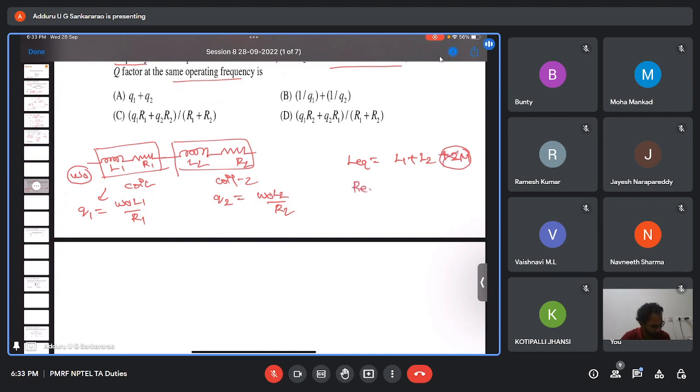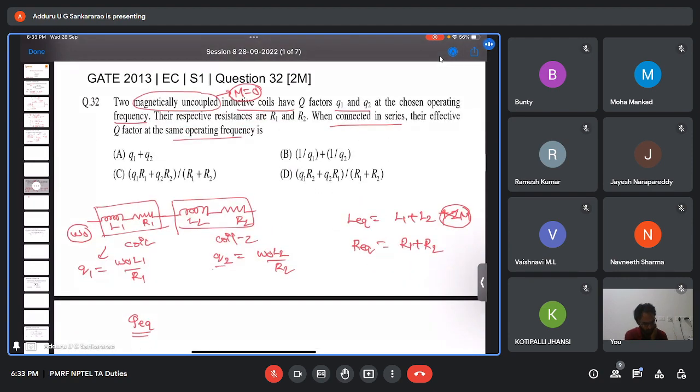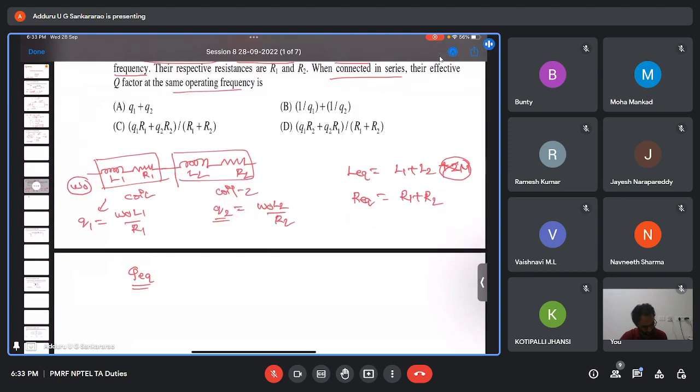So since they are in series, the overall equivalent resistance will be R1 plus R2. We need to find out the Q factor for the equivalent circuit. Individual Q factors are Q1 and Q2, and we need to find out Q for the equivalent circuit.